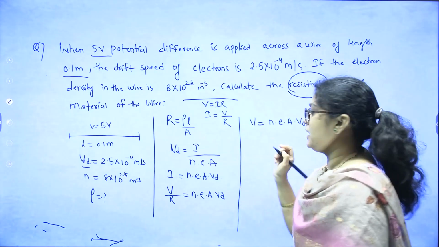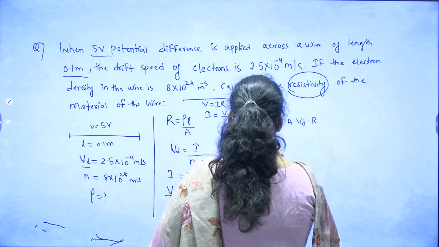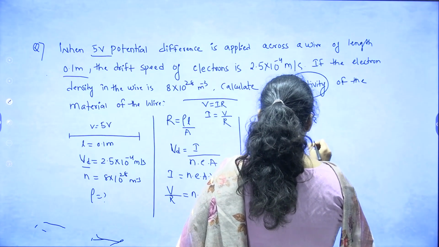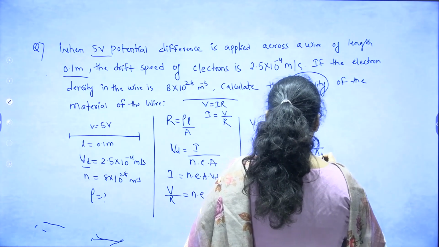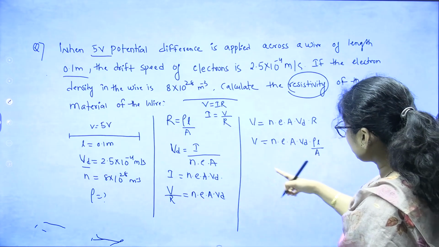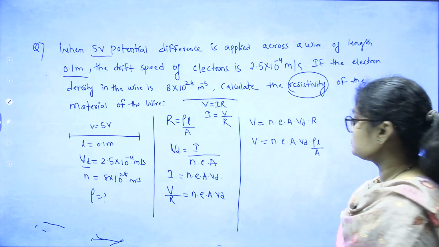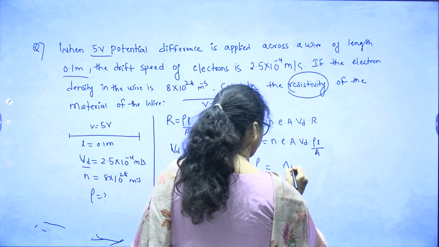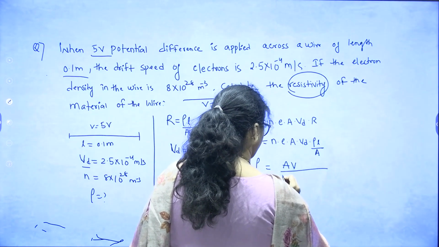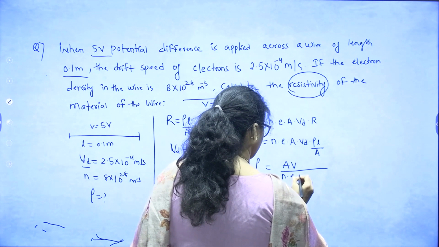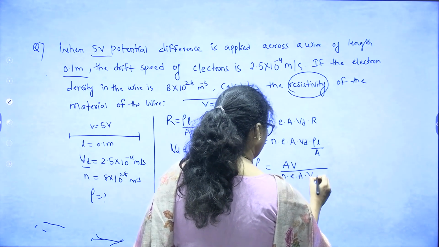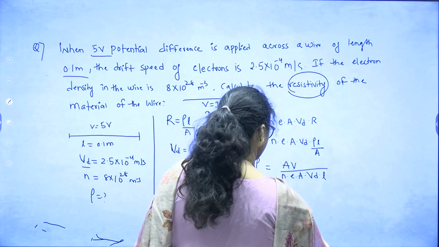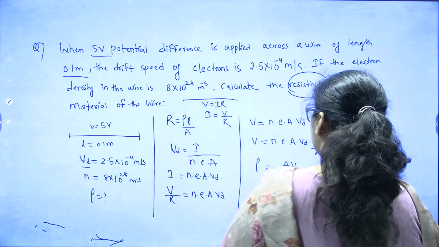Rho L by A. So V is equal to N into E into A into Vd into rho L by A. From this formula, bring the rho outside. So how much will be? Rho is equal to A V by N into E into A into Vd into L. Clear? Now we'll substitute all the values.